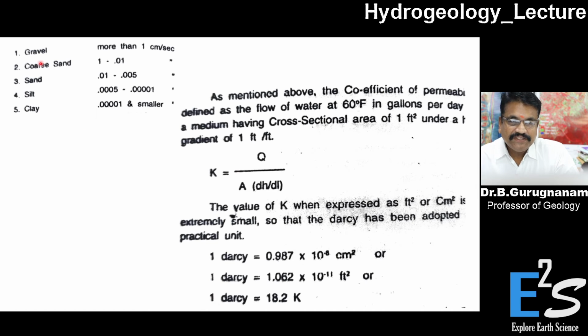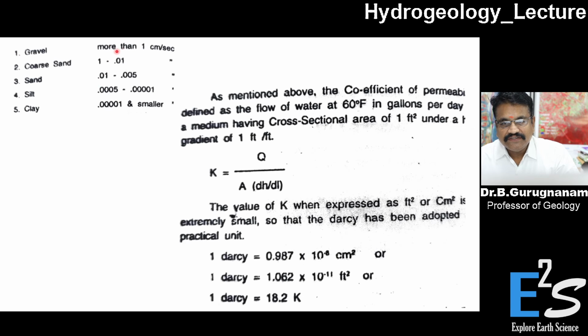The permeability in gravel is more than 1 centimeter per second. In coarse sand, it is between 1 and 0.01. In sand, it is 0.01 to 0.005 centimeter per second. In silt, it is 0.005 to 0.00001 centimeter per second. In clay, it is very small, 0.0001 and even smaller per second.